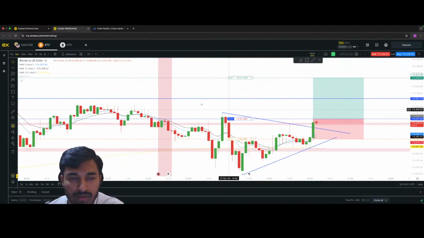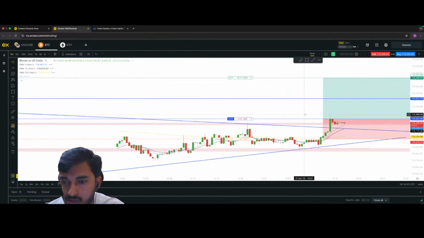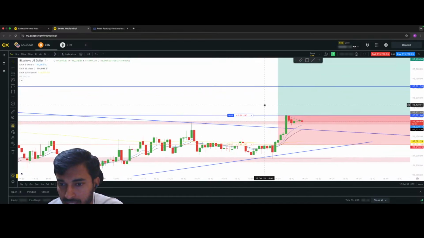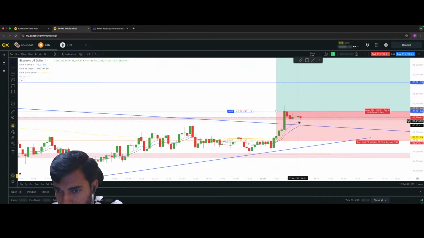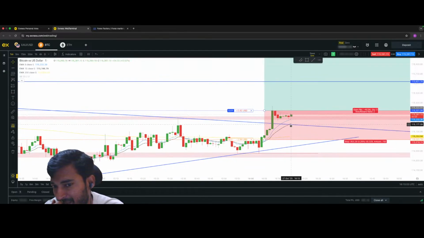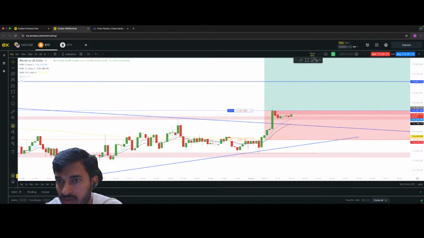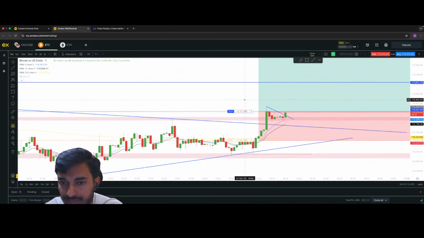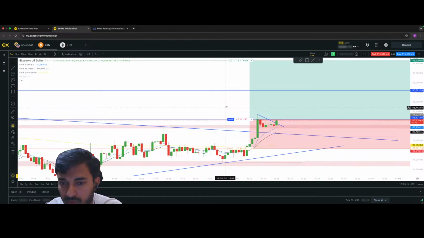So it is still there. See, now you can see it on 1 minute, right? The same thing on 1 minute, it is taking support at the 9 EMA. Below this there is a 15 EMA. If this crosses, then it can go bullish, up to 1:1.